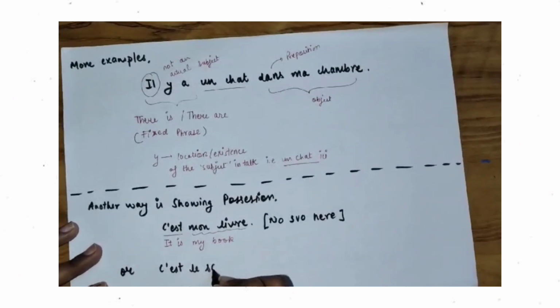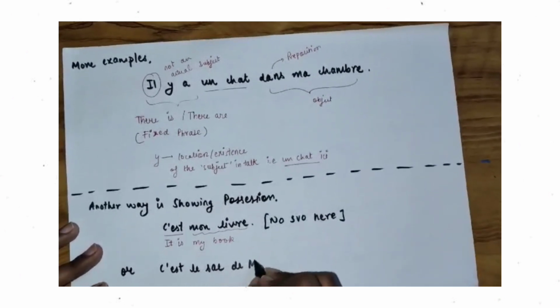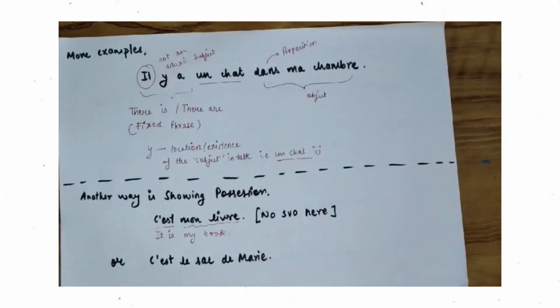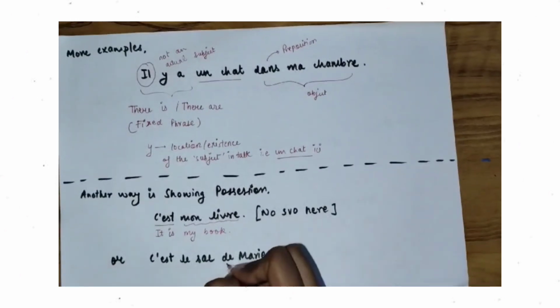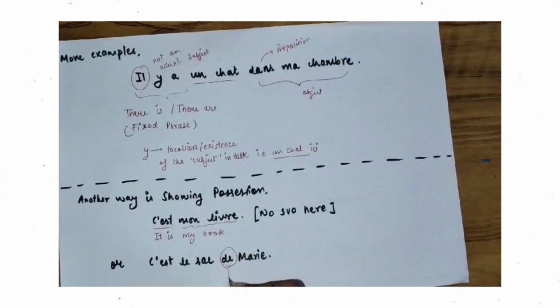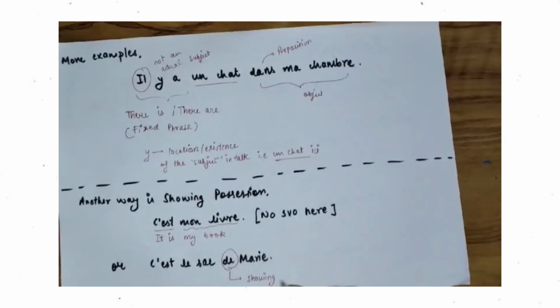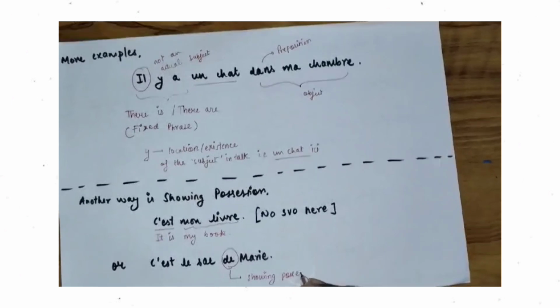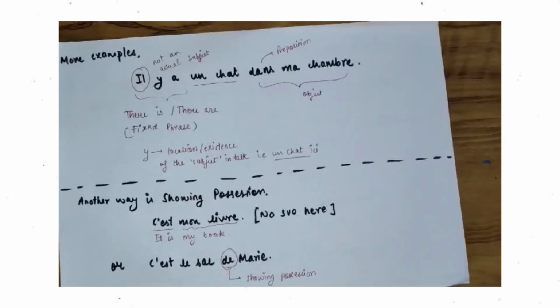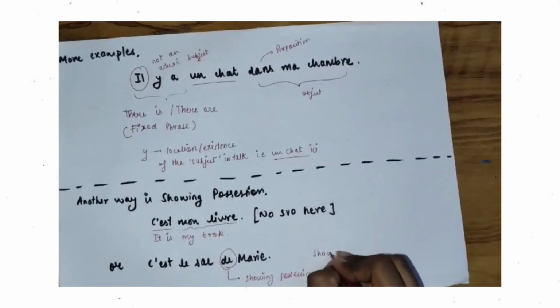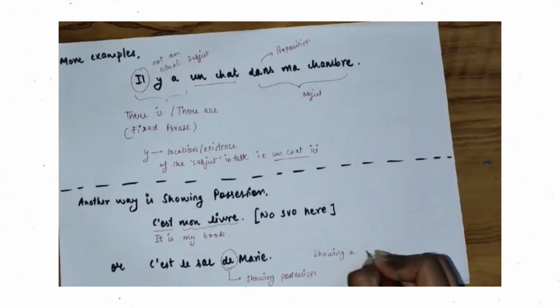So there's another way of showing position in a sentence. Like in this sentence, we are going to show the position of a person's possession of something, like c'est le sac de Marie. Here we have used de, which is the preposition for the possession to be shown, and Marie is the subject to which the bag belongs. In English, it will be translated as Marie's bag.